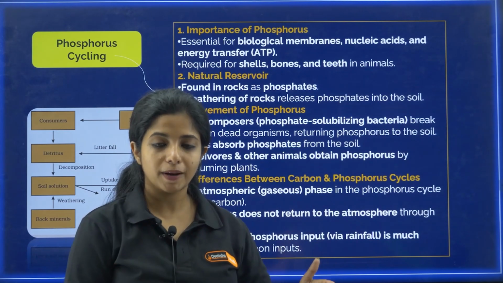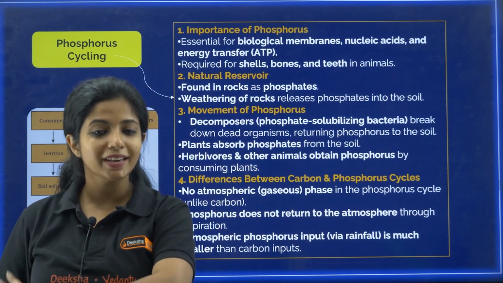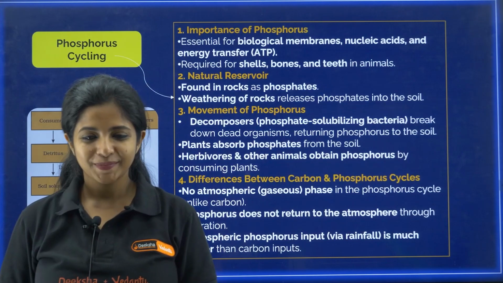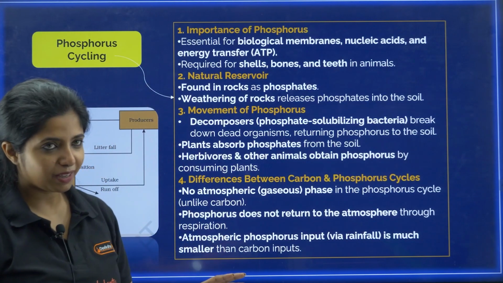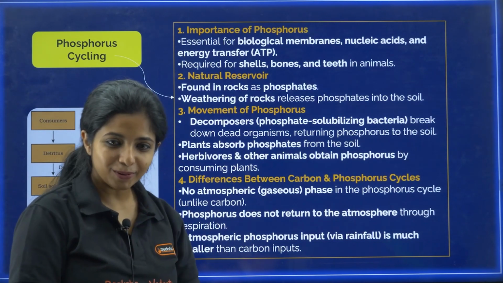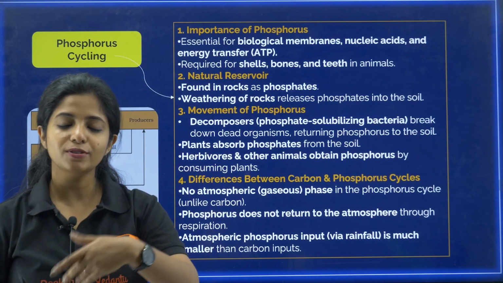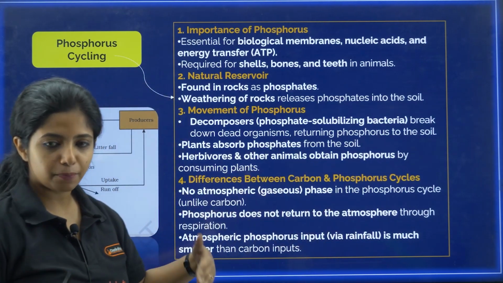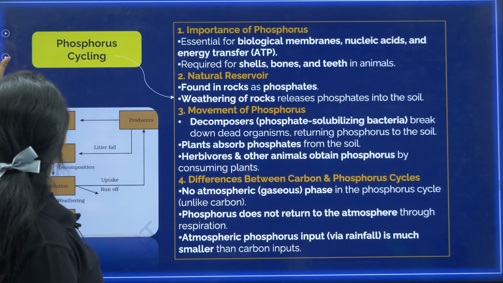From the soil it is taken to the plants. Plants are eaten by herbivores, and these herbivores are eaten by carnivores. Later we all die, and again the same thing repeats. So that's all about phosphorus cycling.